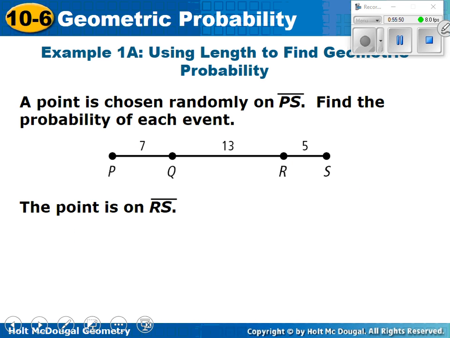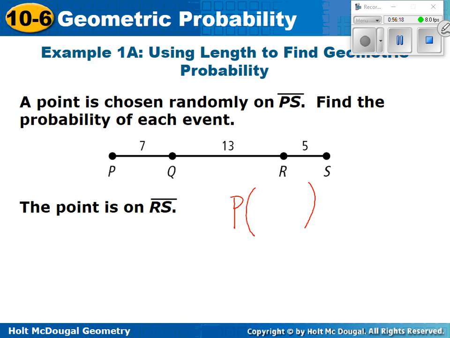Okay, let's work a couple of examples. I'll be super picky about one thing, and it's only because I know that when you head to Algebra 2, you're going to have to write it this way. So every time you write your answer, I want you to put probability of, and then put whatever your event is. So what do they want us to find here? A point is chosen randomly on line segment PS. Find the probability of each event. The point is on RS.